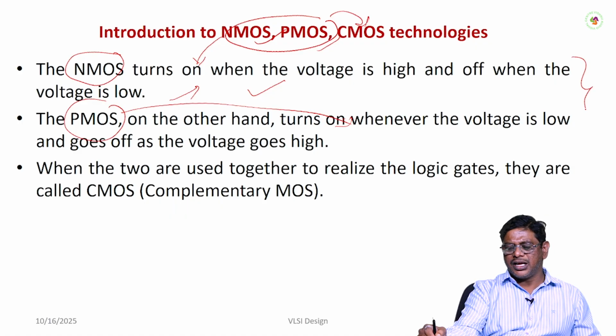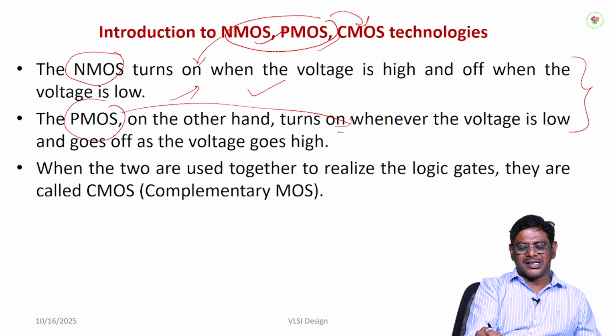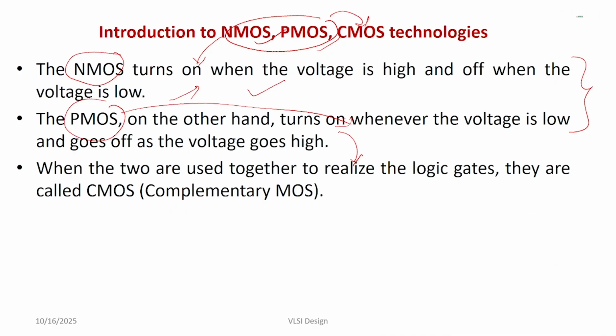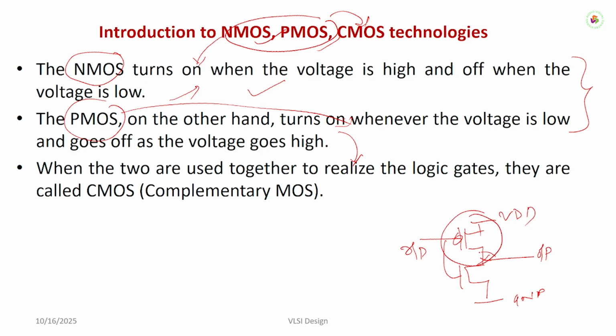Apart from this, a combination of these two gives us CMOS logic, which consists of both PMOS as well as NMOS. When it comes to structure, it consists of a PMOS and NMOS connected to VDD and ground, where the input is given here and the output is taken from this point. So PMOS is always called the pull-up transistor and NMOS is always called the pull-down transistor. We'll discuss the different types of logic design in more detail in further classes.